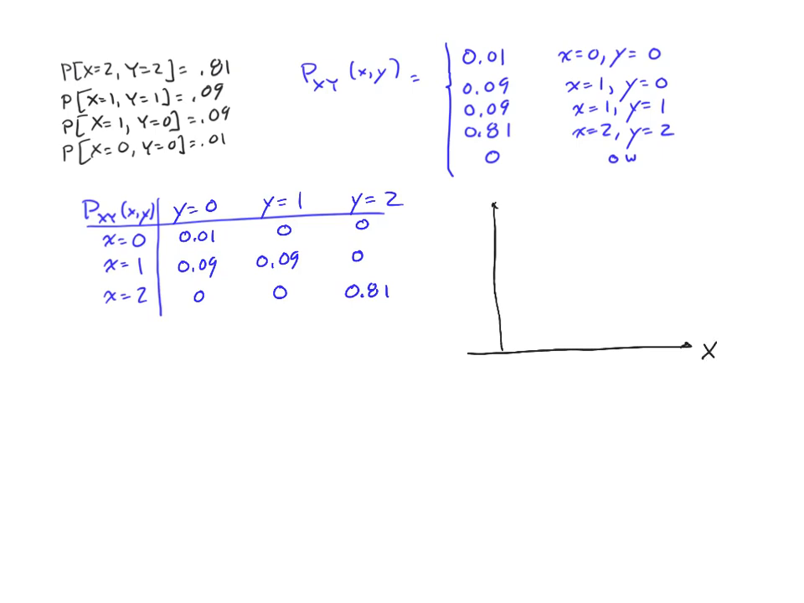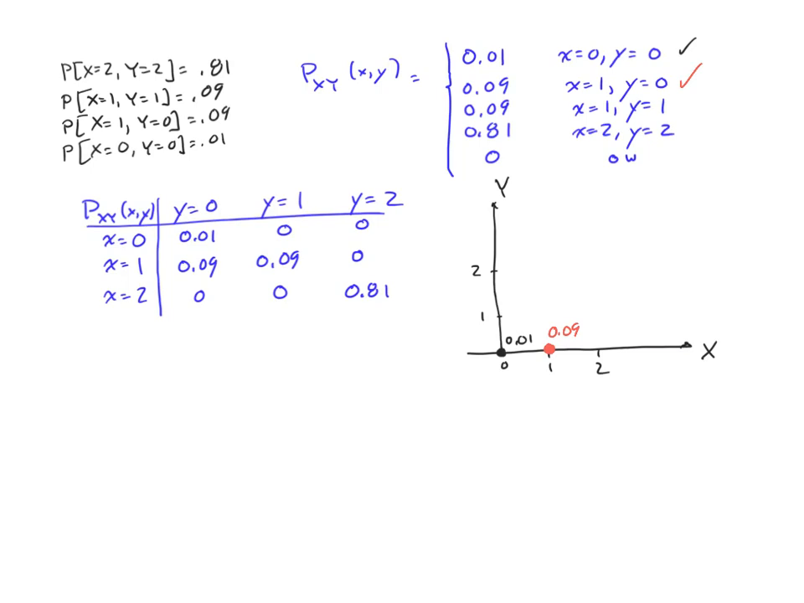So in this case, x can be 0, 1, or 2. Y can be 0, 1, or 2. We can make a bullet at the 0, 0 point and label it 0.01, corresponding to this entry. We can make a bullet at x equals 1, y equals 0, label it 0.09, corresponding to this entry in our joint PMF.